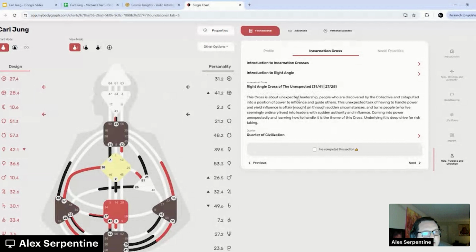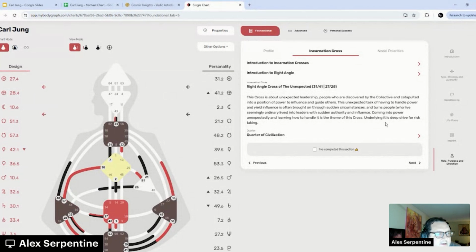So I'll just read what it says here real quick because it's a good summary. This cross is about unexpected leadership, people who are discovered by the collective and catapulted into a position of power to influence and guide others. This unexpected task of having to handle power and wield influence is often brought on through sudden circumstances and turns people who live seemingly ordinary lives into leaders with sudden authority and influence. Coming into power unexpectedly and learning how to handle it is the theme of this cross.